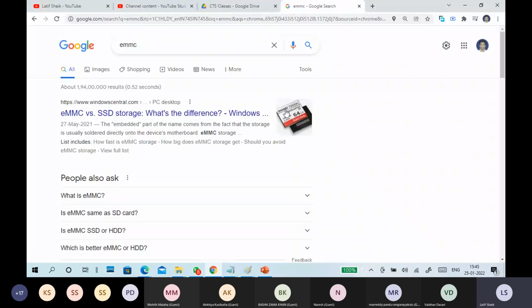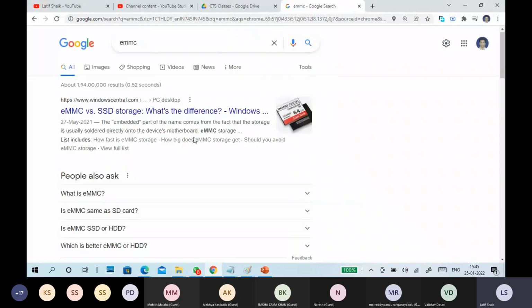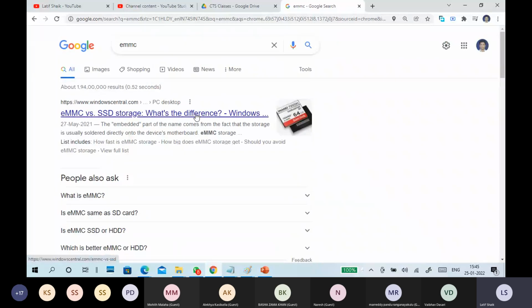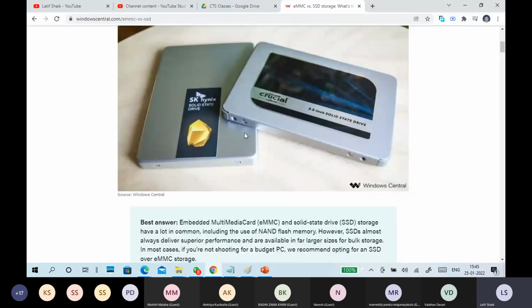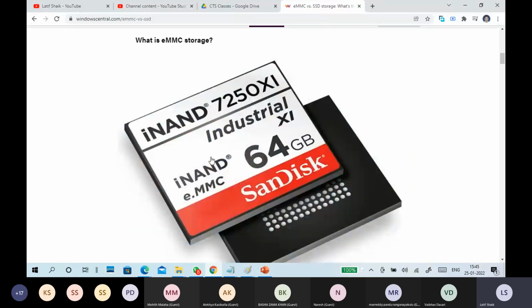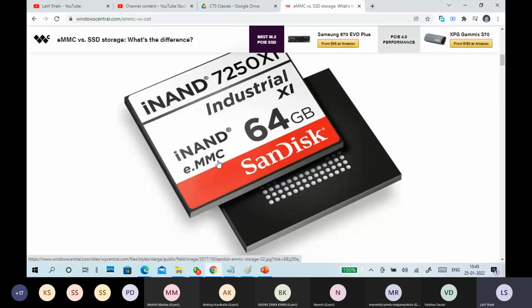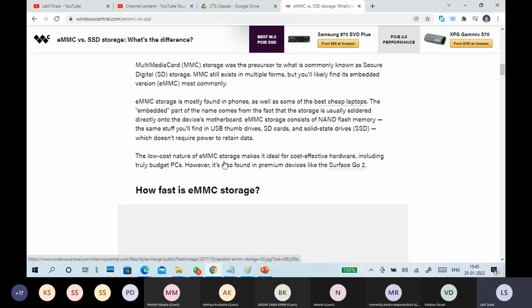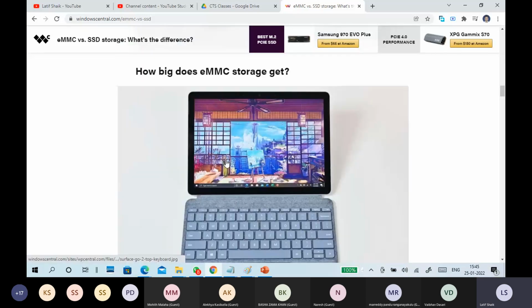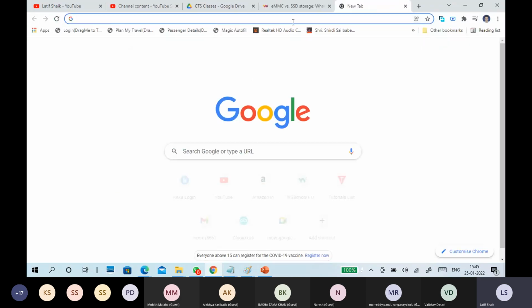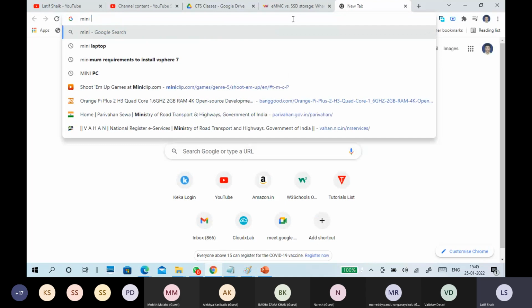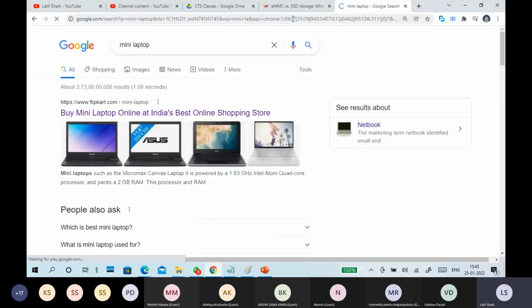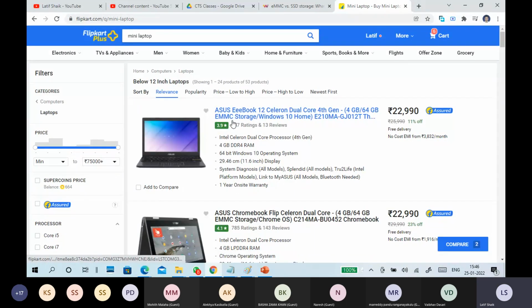It is also like your SSD, non-volatile type storage. It looks something like a biscuit. This is an SSD. This is EMMC. We see these EMMCs in small notebooks or mini laptops. When you look at mini laptops, you can see that kind of EMMC storage. See, it is 4 GB RAM, 64 GB storage.